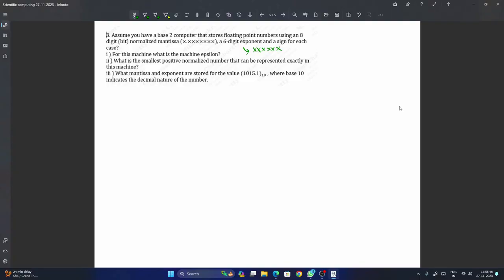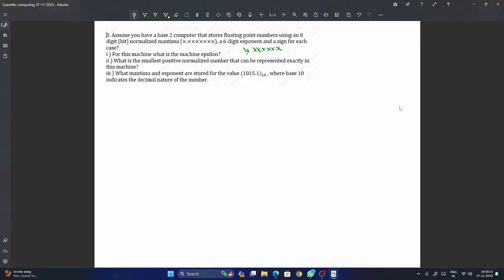What is the smallest positive normalized number that can be represented exactly in this machine? That means what is the smallest positive number produced by that machine. And third is, if a decimal number like 1015.1 is given in that machine, what is the mantissa and exponent stored by the machine? Okay, here base 10 indicates the decimal number system, not anything else.